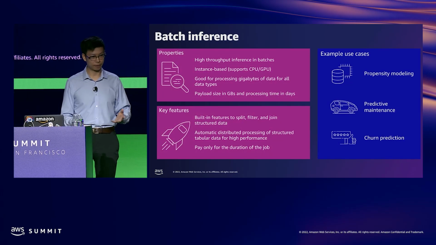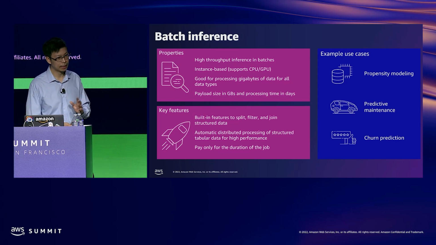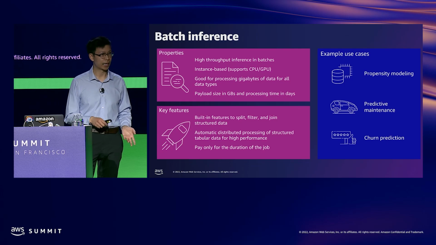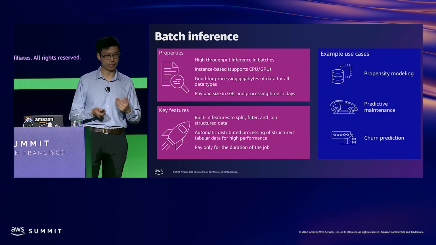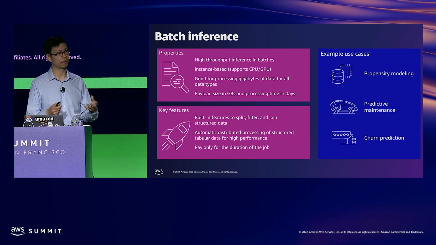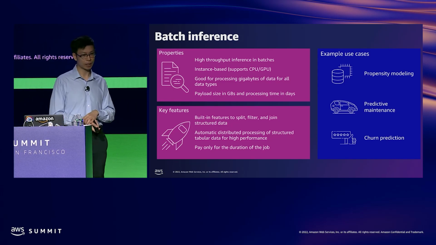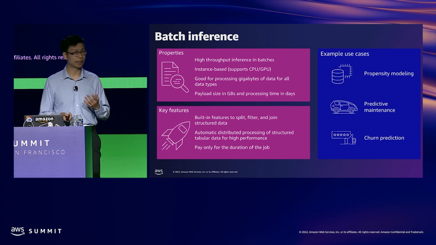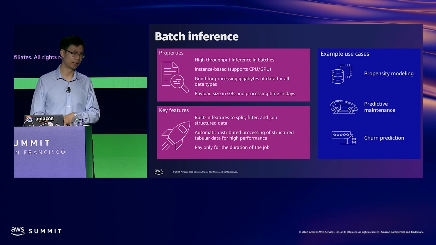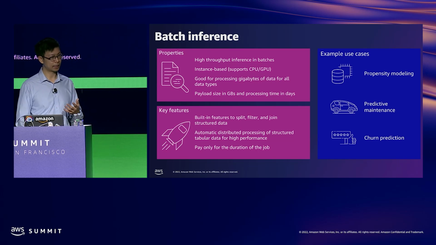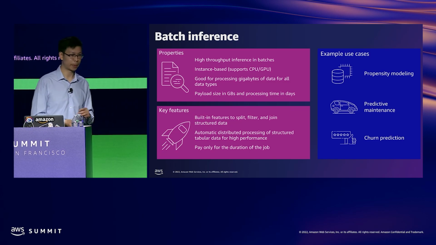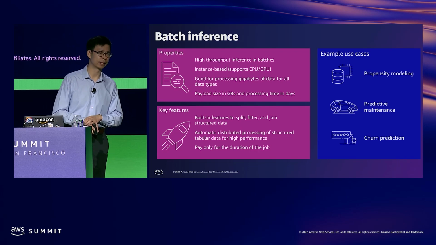And finally, we have batch inference. This is our offline inference option. All the input data is in S3, and it also outputs to S3. So it's the highest throughput inference option because it happens in batches. It's good for applications that don't necessarily need to make a request to get the inference. It can wait for all of the results to come back before processing or going ahead. It is instance-based, so you pick and choose the instance that works best for your model. It's really good for processing gigabytes of data for all data types and with a processing time in the magnitude of days. So really large payloads, really large workloads are possible with batch inference.